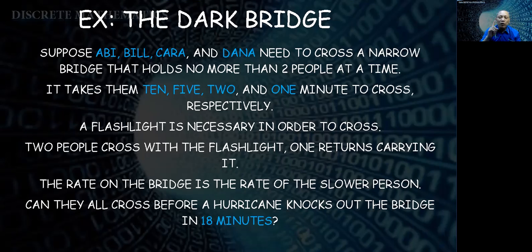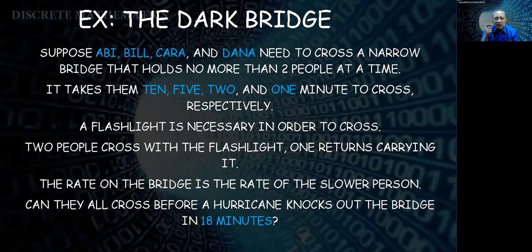Because they only have one flashlight, two of them go, and then one person has to go back. So you need to count how long they all take to get over to the other side of the bridge. Of course, the condition here is that the rate on the bridge is the rate of the slower person. When two people, let's say Dana and Kara, cross, Dana takes 1 minute, Kara needs 2 minutes, so both of them take 2 minutes because they only use one flashlight.